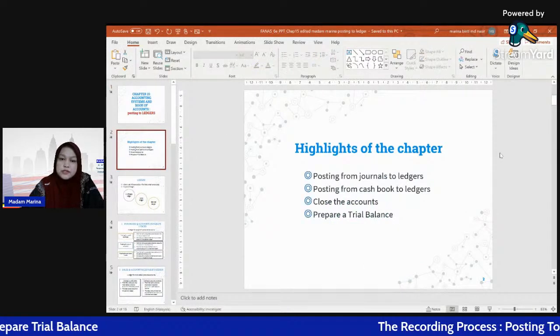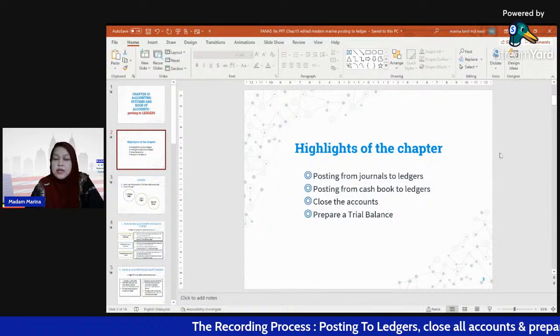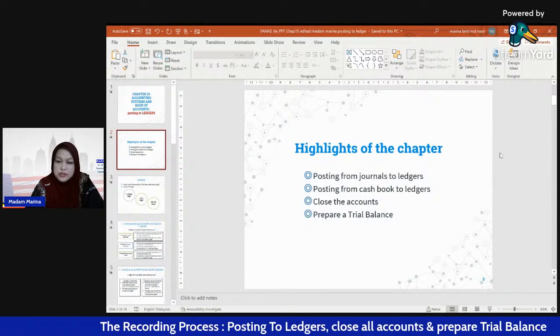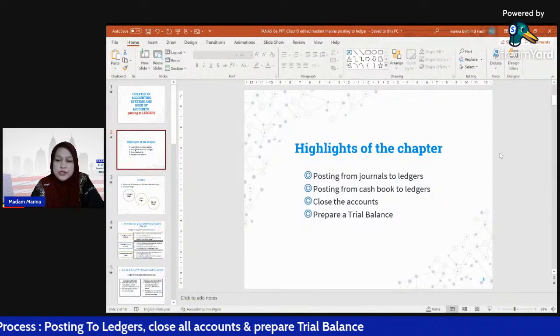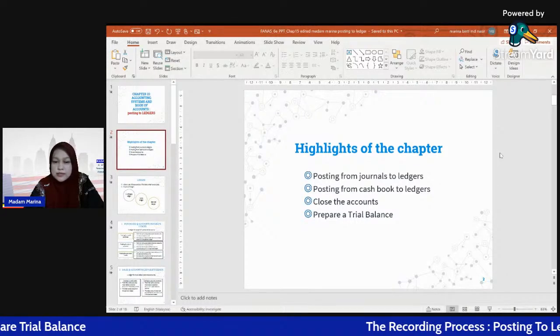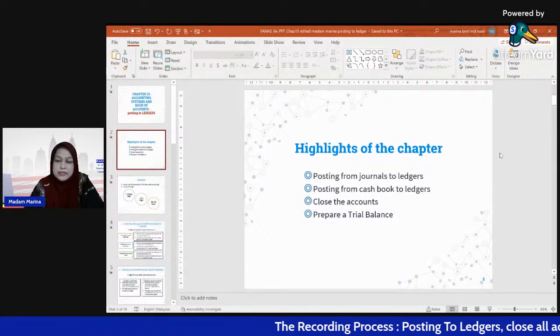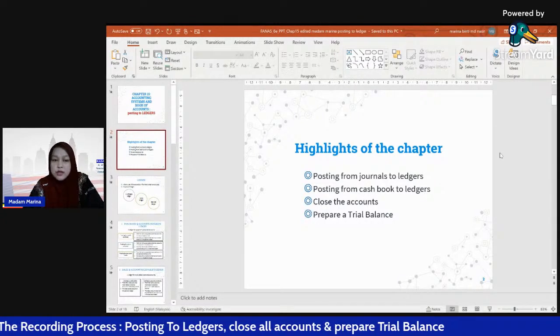So these are the highlights of this chapter. The first one, we have to post from journals to ledger. The second one, we have to post from cash book to ledger. Then we have to close all the accounts. And the last one is we have to prepare the trial balance. These four are the four steps that we have to do today.